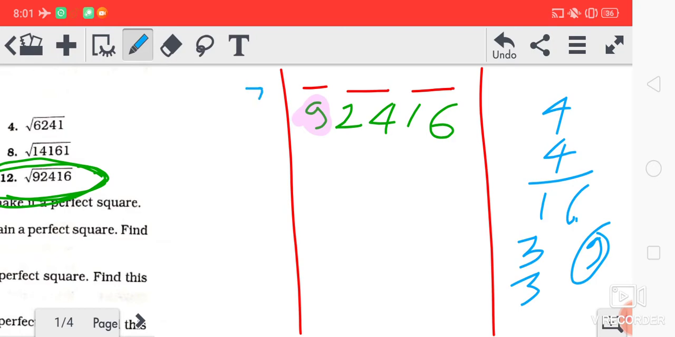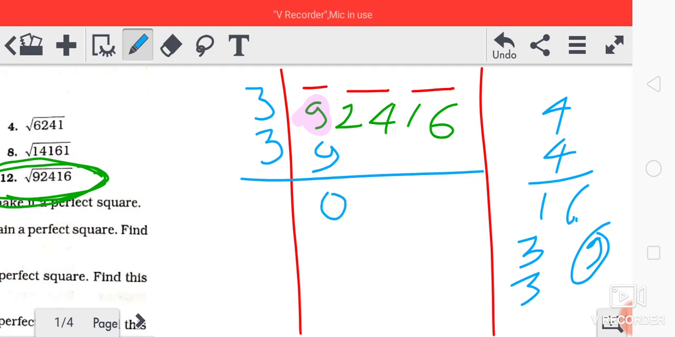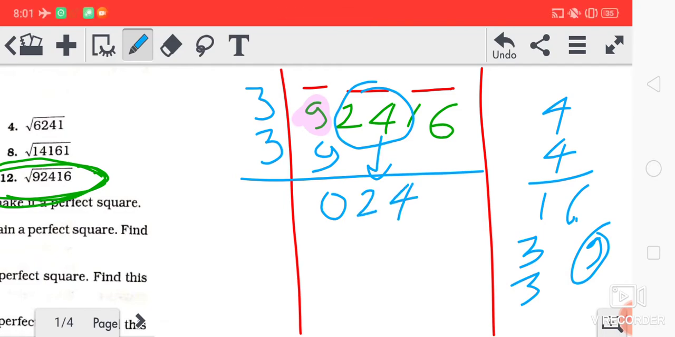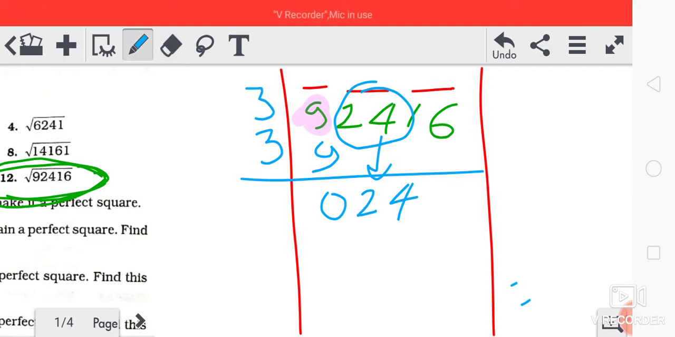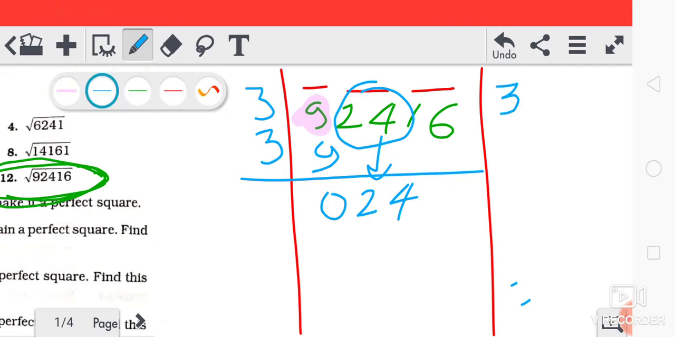I told you the number which you are taking should be multiplied with the same number. So 3 3s are 9. Now subtract it. 9 minus 9, how much will you get? 0. Now this 24 will come down. In the right side also we have to write 3. 3 3s are 9, we have taken.